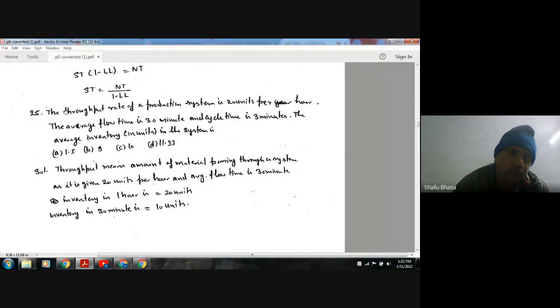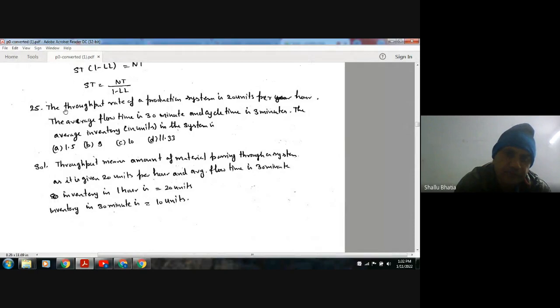Next, the throughput rate of a production system is 20 units per hour. The average flow time is 30 minutes and the cycle time is 3 minutes. The average inventory in units in the system is option A 1.5, B 9, C 10, D 11.33.